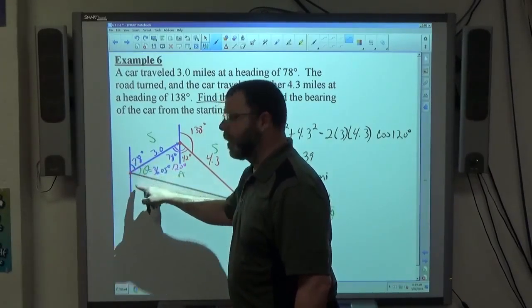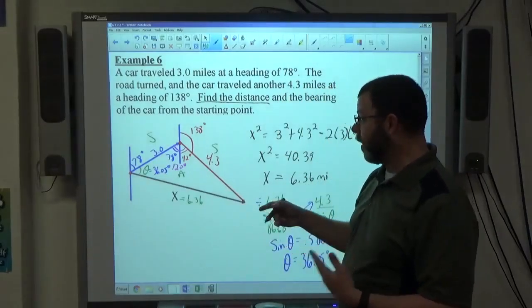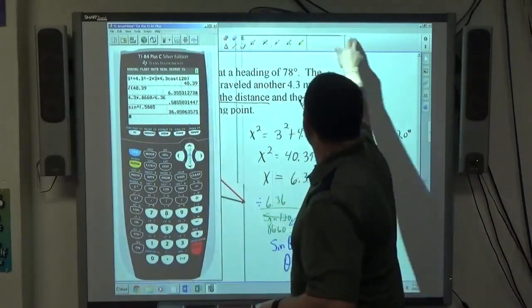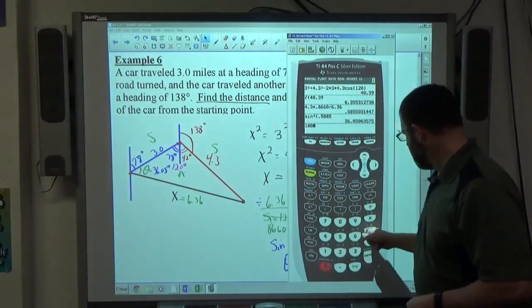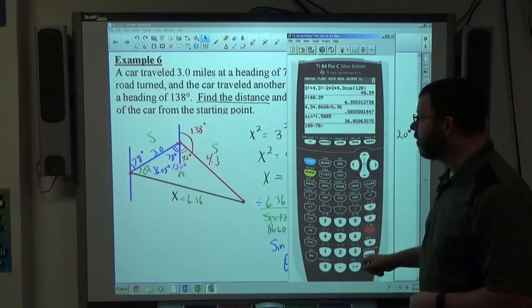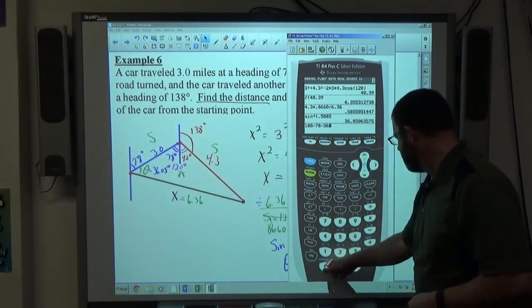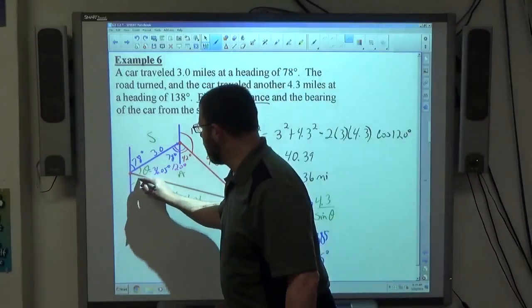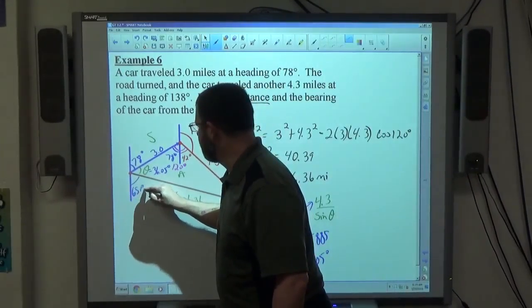And this angle, this angle, and this angle all together make a straight line. So if I do 180 minus these two angles, so 180 minus 78 minus 36.05, that comes out to 65.95. So I have the ability to get all those angles up in this corner, so 65.95 degrees.